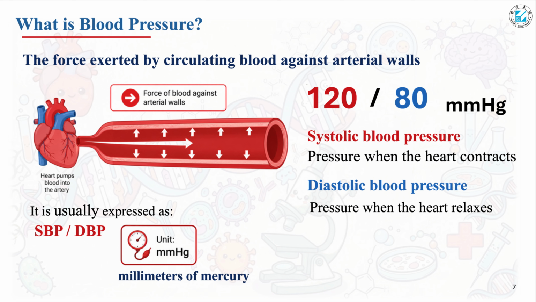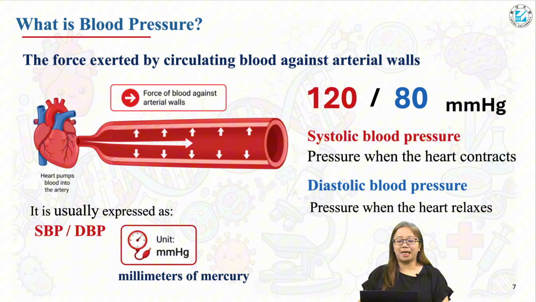Now, we can define blood pressure. Blood pressure is the force exerted by circulating blood against the walls of the arteries. In other words, it is the pressure of blood pushing on the artery wall. Blood pressure is usually written as two numbers. The first number is systolic blood pressure, or SBP. The second number is diastolic blood pressure, or DBP. The unit is millimeters of mercury, written as mmHg.